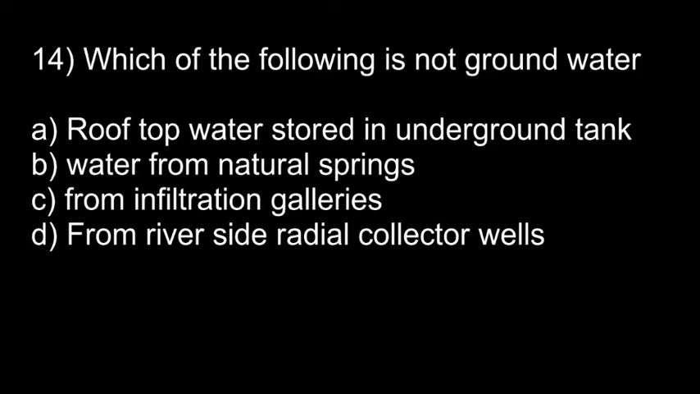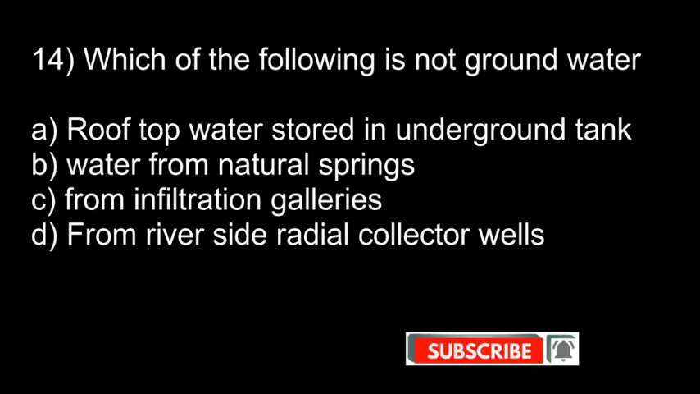Option D, water from riverside radial collector wells. There are two types of sources of water: surface sources and subsurface or groundwater sources. What are the surface sources? The surface sources are those in which water flows over the earth's surface. Here rivers, lakes, streams, natural ponds, impounded or storage reservoirs, all are surface sources.